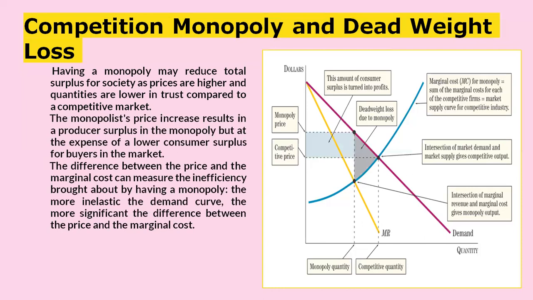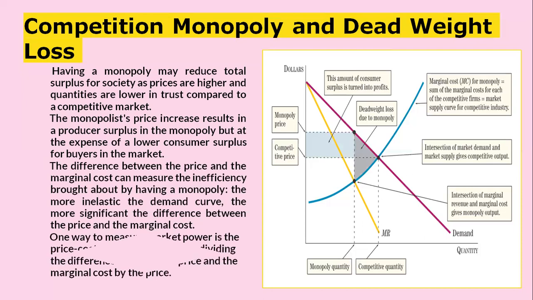The difference between the price and the marginal cost can measure the inefficiency brought about by having a monopoly. The more inelastic the demand curve, the more significant the difference between the price and the marginal cost. One way to measure market power is the price cost margin, calculated by dividing the difference between the price and the marginal cost by the price.